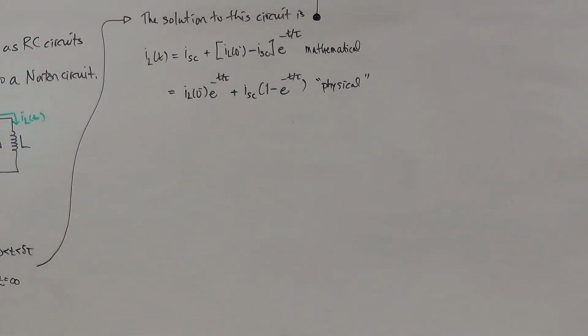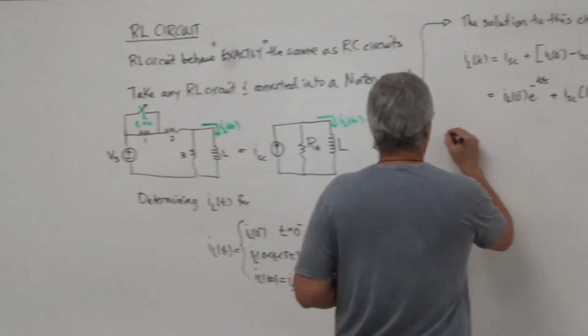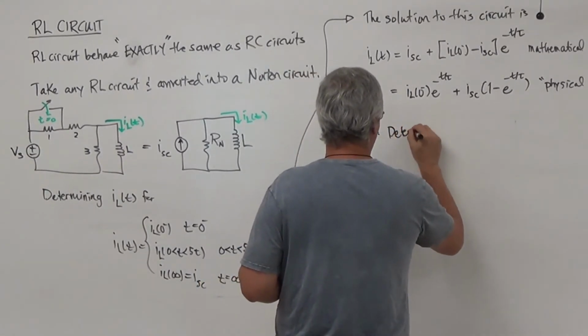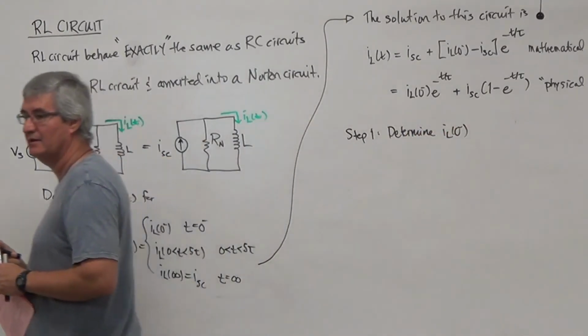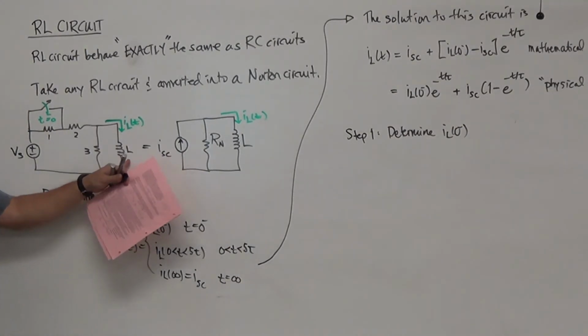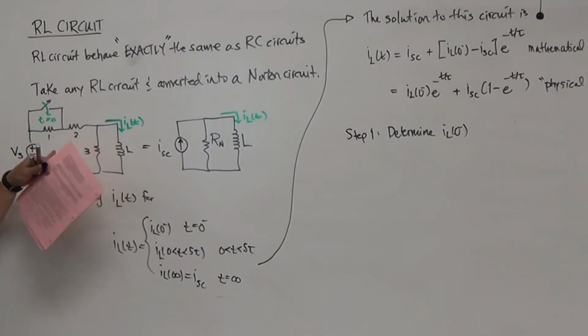Okay? So I'll show you one step, and then I'm going to move on very, very quickly. So when I look at my first step here, I want to determine IL of 0 minus. And how do we determine IL of 0 minus? Well, we let the inductor go to a short, and what you're seeing here is that it kills off the 3 ohm resistor, and I'm left with these 2 resistors in the circuit.